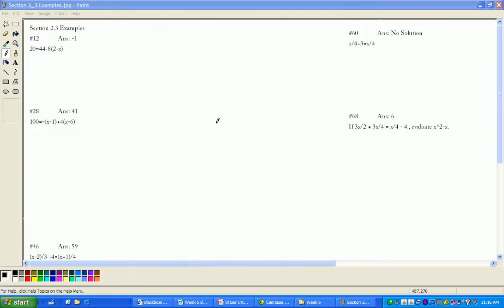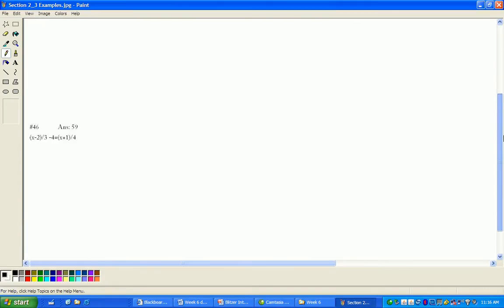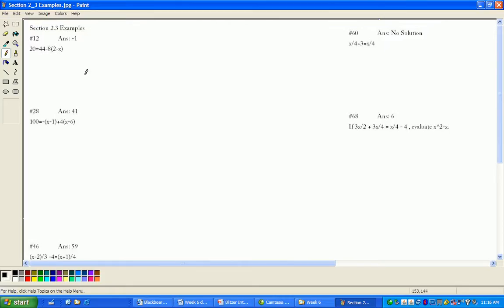Okay, now we're going to go ahead and work on some examples from section 2.3. I chose 5 examples from the homework, so let's go ahead and work on these.